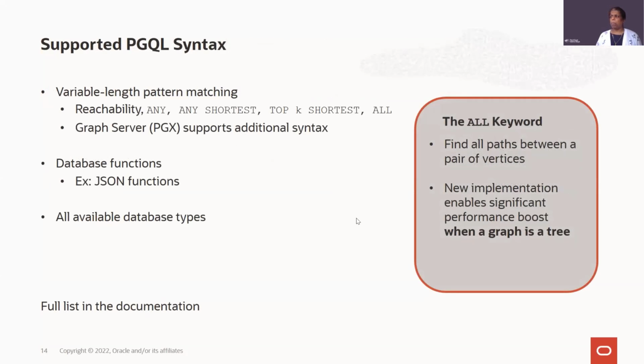And we do support a comprehensive set of PGQL syntax. Some of the syntax capabilities are supported only in memory, but we do support a very good set here. And I wanted to highlight one key thing, that when your graph is a tree, we have a new implementation that makes queries that use the all keyword extremely fast, about 100x, two orders of magnitude improvement.